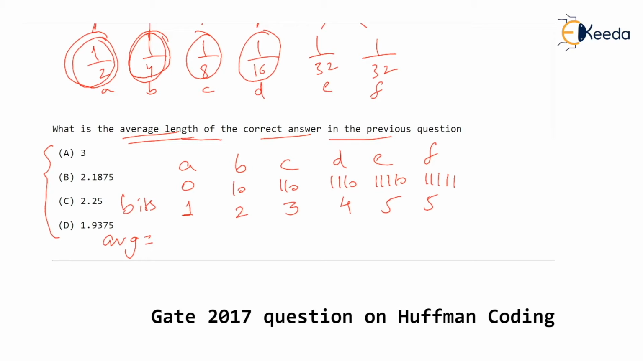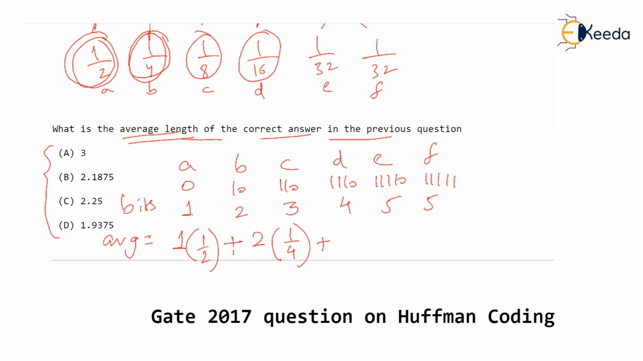So how many bits are needed for A? 1 bit. But what is its probability? 1 by 2. So multiply this number of bits with 1 by 2. Add it with what are the number of bits needed for B? 2 bits. But what is its probability that it will occur? 1 by 4.